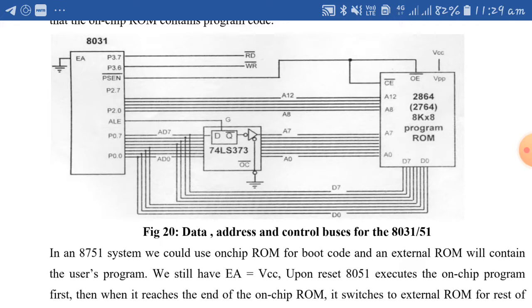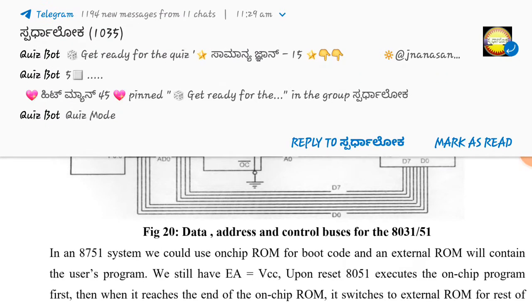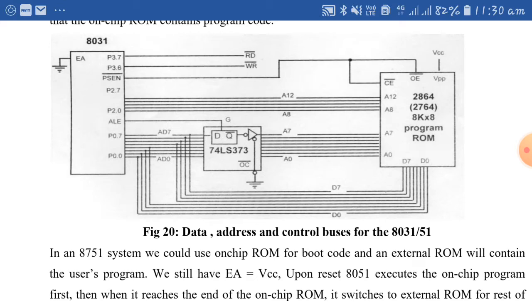First, calculate the number of address lines. I already explained that by using 2 raised to n. It depends on the 8K RAM size. 8K is converted into the form of 2 raised to n, so 8K means 2 raised to 3 times 1K, where 1K is 2 raised to 10. So finally it needs 13 address lines.